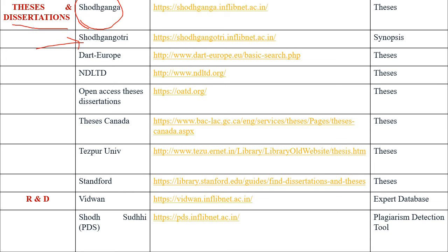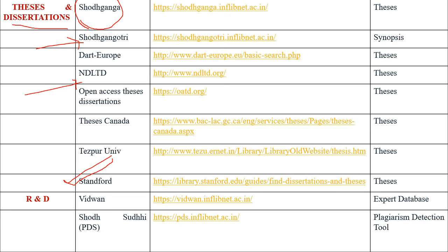sites. You can see NDLTD, that is the National Digital Library of Theses and Dissertations. There you can find a number of examples of theses as well, so it will be useful for you. And Stanford, again, a very high quality theses and dissertations site. Here you can see a few examples.